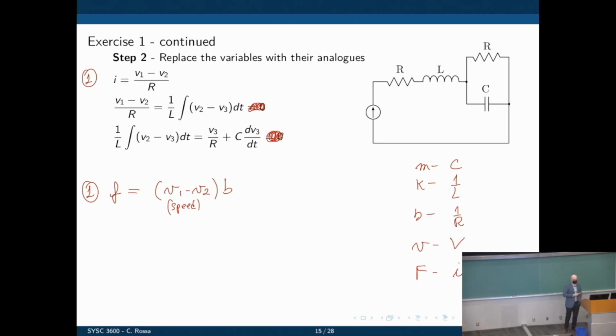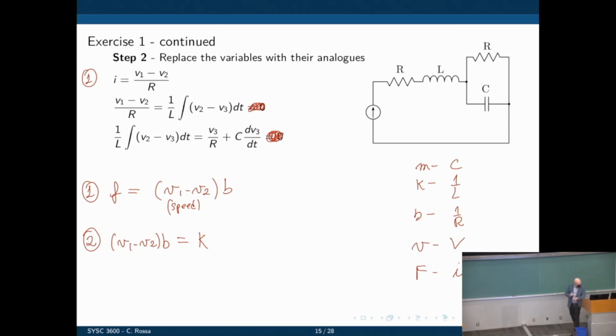Any questions before we move on? All good? Are you sure? Okay. Now let's do the second equation. Well, the first part of the equation is V1 minus V2 over R. So voltage becomes speed, and 1 over R becomes B. And this is equal to, tell me what that is. 1 over L is K. 1 over L is K right there.